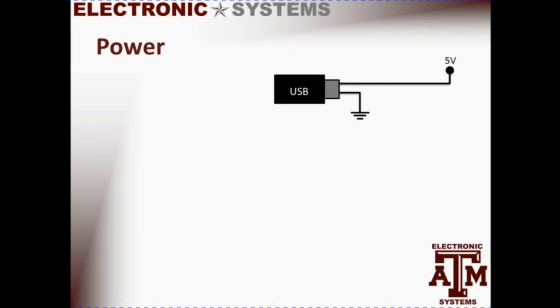The NESI board gets its power from the USB bus. This provides the 5-volt power and the ground reference for the system. Also on board the NESI board is a hardware switch. This allows you to turn the board on and off.